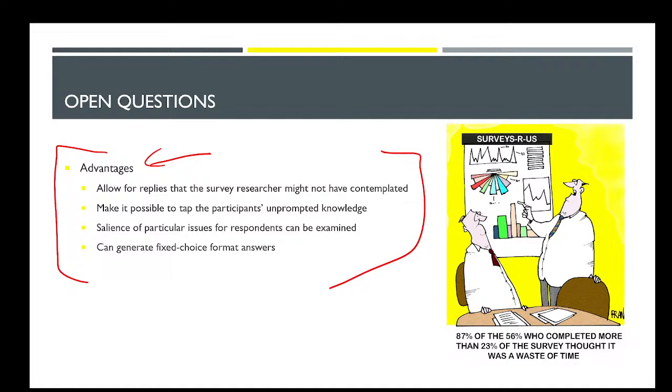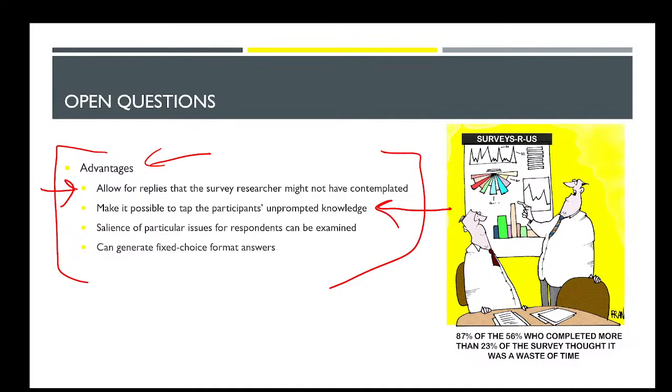Advantages of open questions. People can reply in ways that you might not have thought of, right? There might be things that you don't even know are interesting that people might be able to say on an open question. So they are useful, I think within a limited context, because they can cause quite a bit of data chaos, but they are useful.